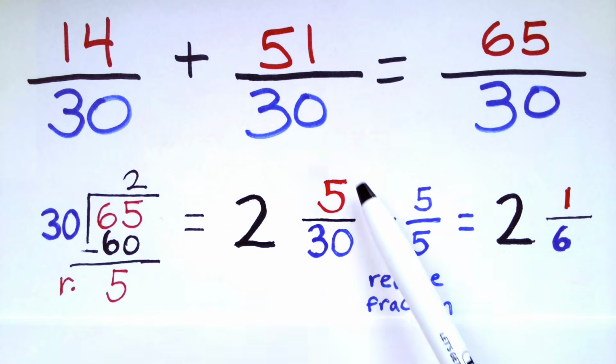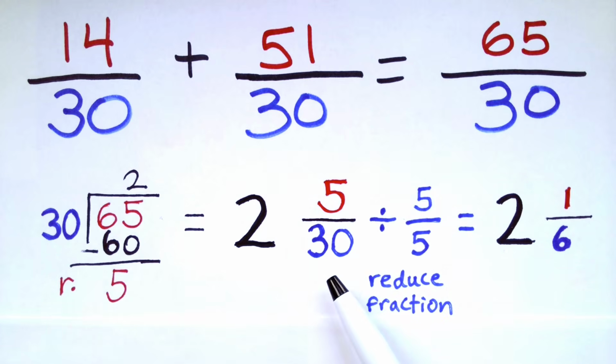Until this point here. Can you reduce this fraction of 5/30ths? Is there a number you can divide evenly into top and bottom without a remainder? Yes. So you can reduce this fraction. 5 divided by 5 is 1. I know that because 5 times 1 equals 5. 30 divided by 5 equals 6. I know that because 5 times 6 equals 30. So your final answers are, in improper fraction form, 65/30ths, or in mixed number form, 2 1/6.